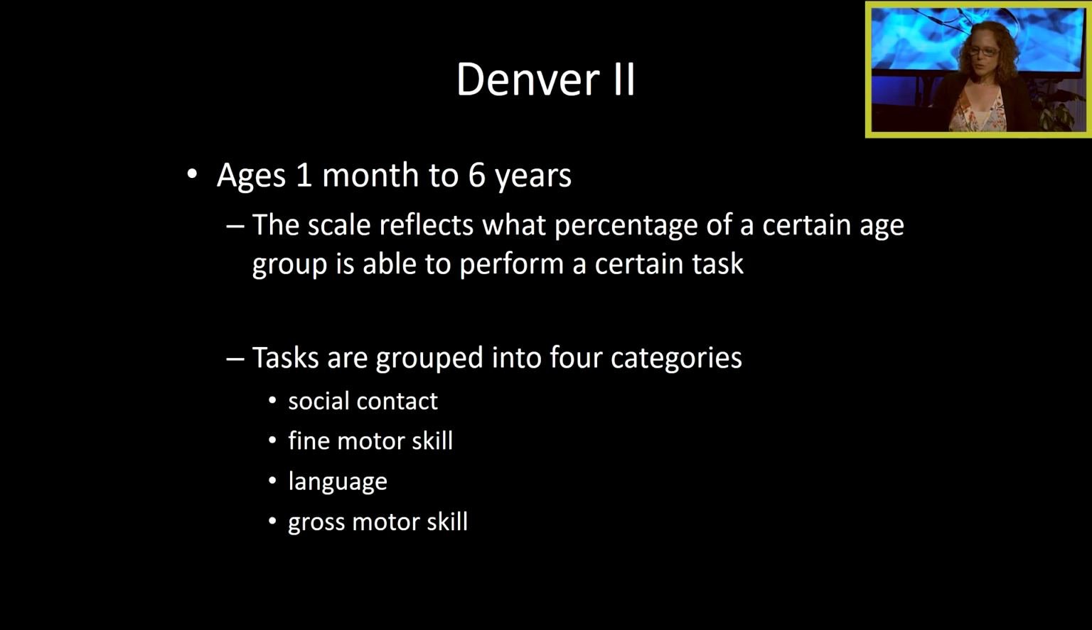The Denver 2 is for ages 1 month to 6 years, and the scale reflects what percentage of a certain age group is able to perform a certain task. The tasks are grouped into 4 categories: social contact, fine motor skills, language, and gross motor skills. So I think we ought to take a little bit of time to talk about what those mean.